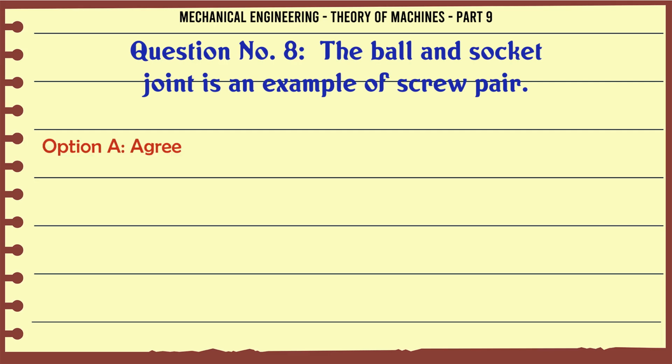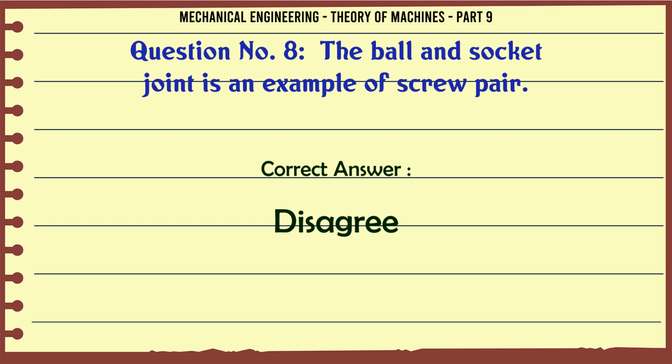The ball and socket joint is an example of a screw pair. A. Agree. B. Disagree. The correct answer is disagree.